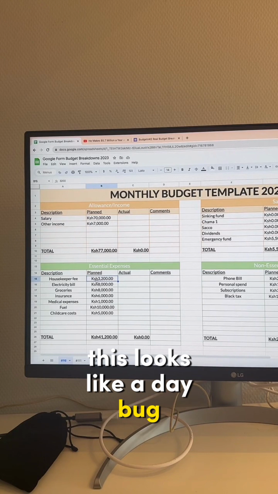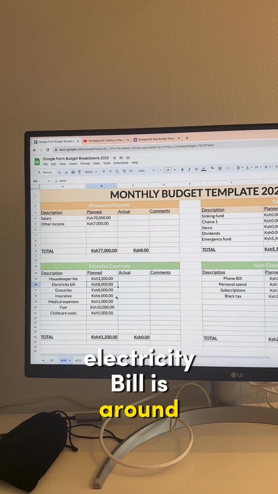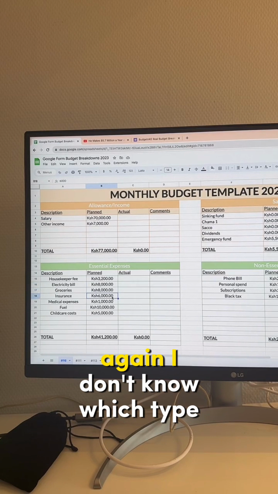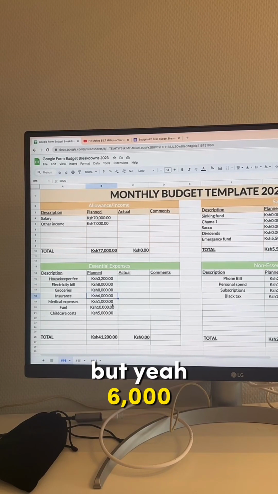This looks like a day bag. Electricity bill, but not me assuming. Electricity bill is around 8,000. Groceries around 8,000. Insurance around 6,000. Again, I don't know which type of insurance. Now I clearly have to make a disclaimer, but yeah, it's 6,000.